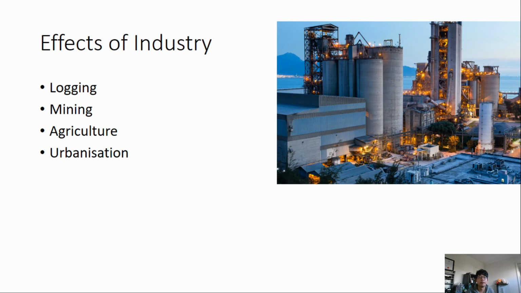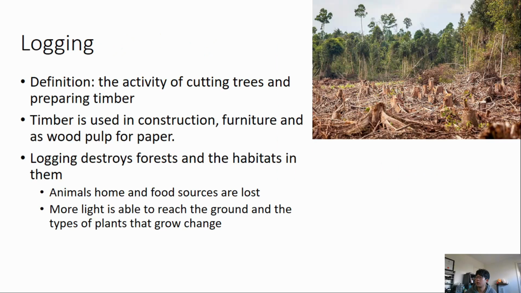So we have four major industries that affect Earth's environment, and these are logging, mining, agriculture, and urbanization. So starting off with logging, the definition of logging is the activity of cutting trees and preparing timber. Timber is used in construction, furniture, and as wood pulp for paper, and logging destroys forests and the habitats in them. So this means animal homes and food sources are lost, and more light is able to reach the ground, and the types of plants that grow also changes.